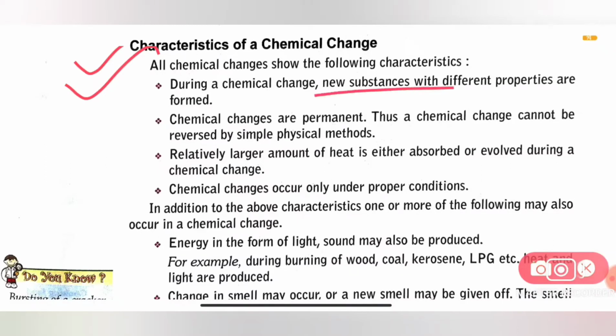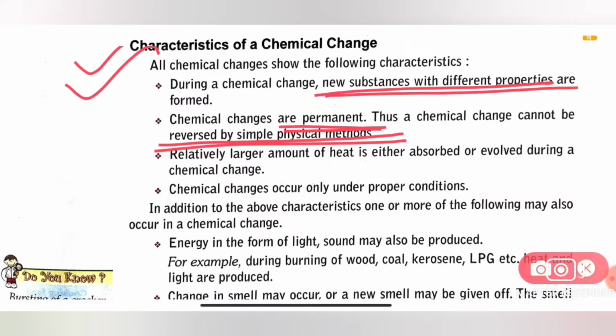First of all, in chemical change, new substances with different properties are formed. This is the main characteristic: a new substance is formed and it has different properties. Second, chemical changes are permanent and they cannot be reversed by simple physical methods, which we saw in physical change. Physical change is not permanent, it is temporary and we can change the condition back, but in chemical change we cannot change the condition by reversing the situation.